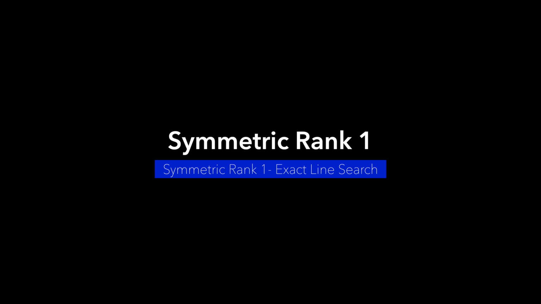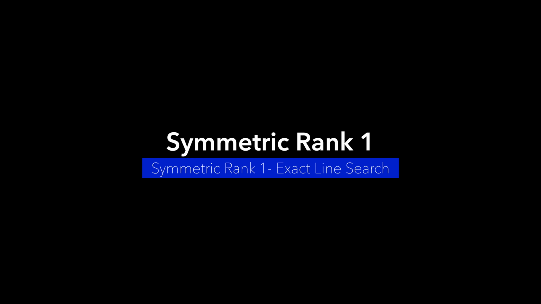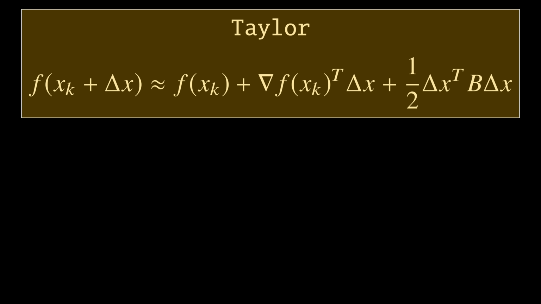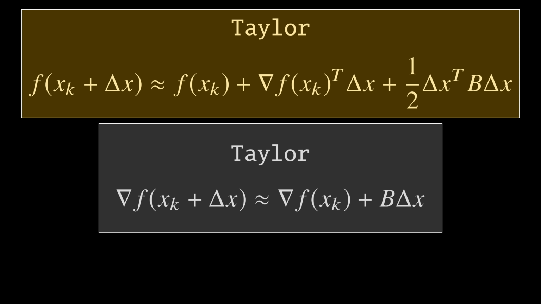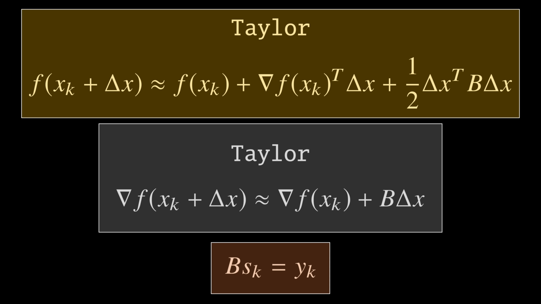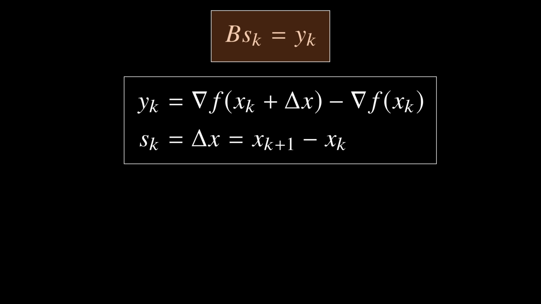First, let's talk about the symmetric rank 1 method, or SR1 for short. Let's apply a Taylor series of the function f at xk plus 1 around xk. Its gradient has a Taylor series approximation also, as follows. This is obtained by differentiating the Taylor series with respect to delta x, which is equivalent to the following linear system: B sk is equal to yk, where yk and sk are the differences of the gradient and the x points respectively. At each iteration, solving for the Hessian B is complex.